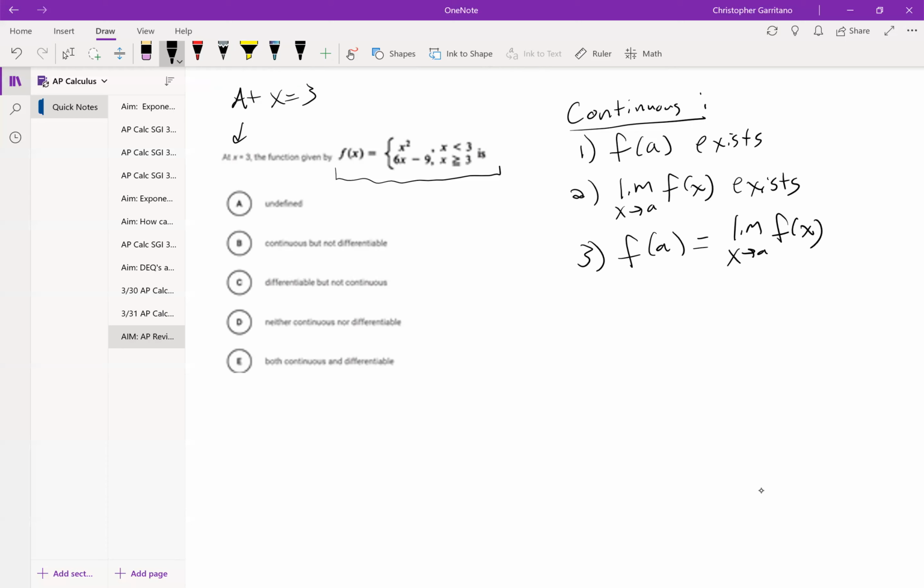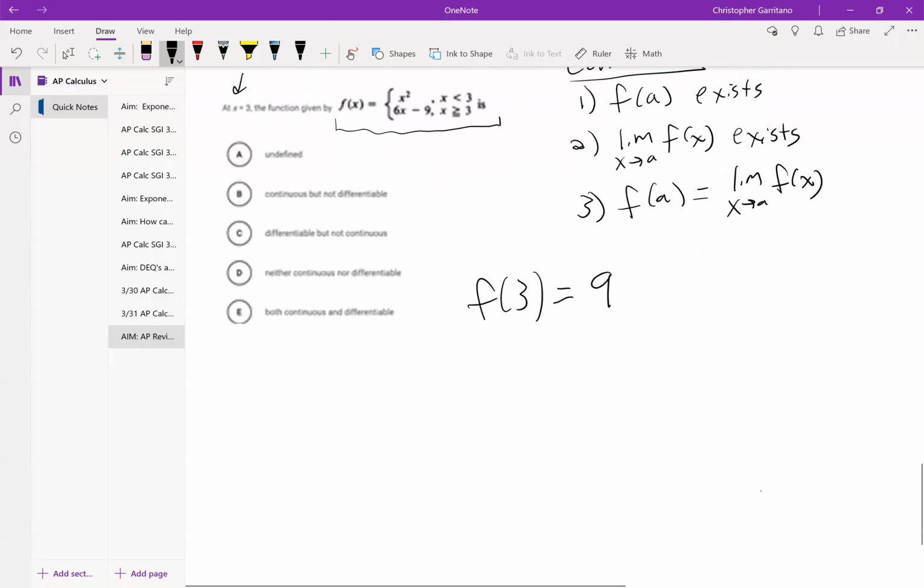Okay, so we need to test those three things. Using the piecewise defined function, f of 3 is defined at the lower branch for x equals 3. So I'm just going to plug 3 into 6x minus 9, and that will be 9. Now, to test that the limit exists.